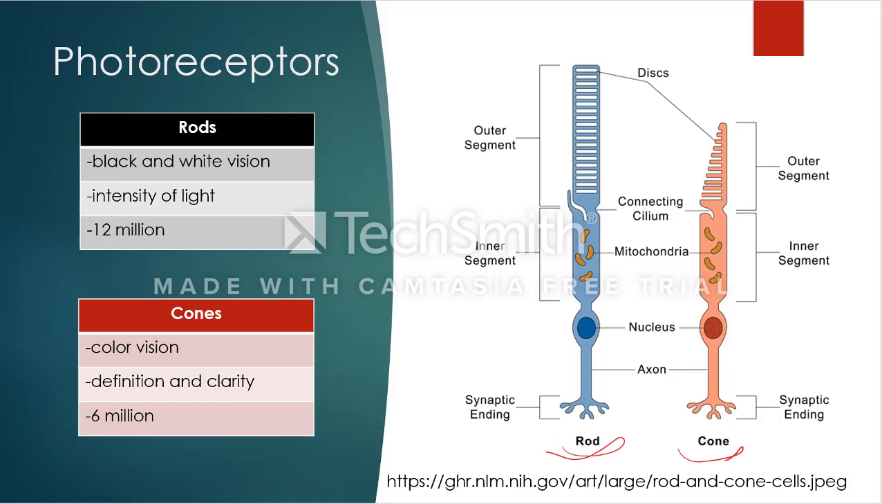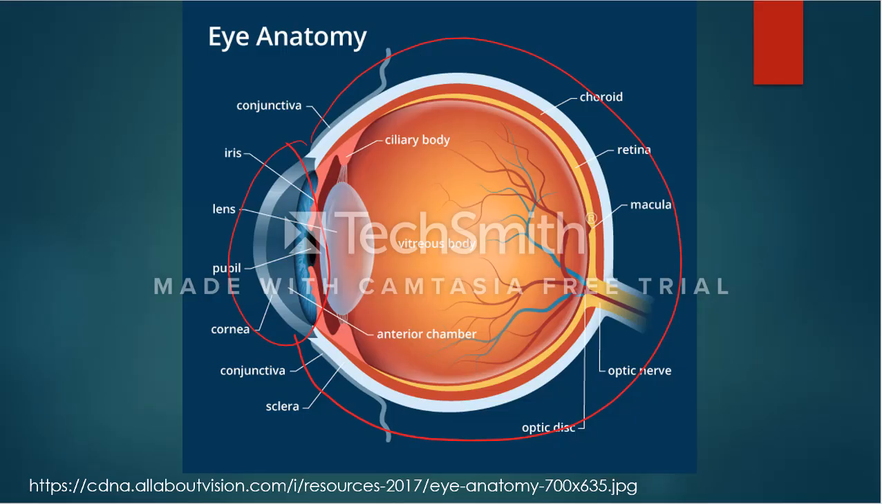Surprisingly, rods are a lot more numerous than cones. There's a little more than twice as many rods than cones in your eyes. And of all the receptors that we have, photoreceptors are the most common receptors in our body. All right. One more thing I'd like to mention with rods and cones.